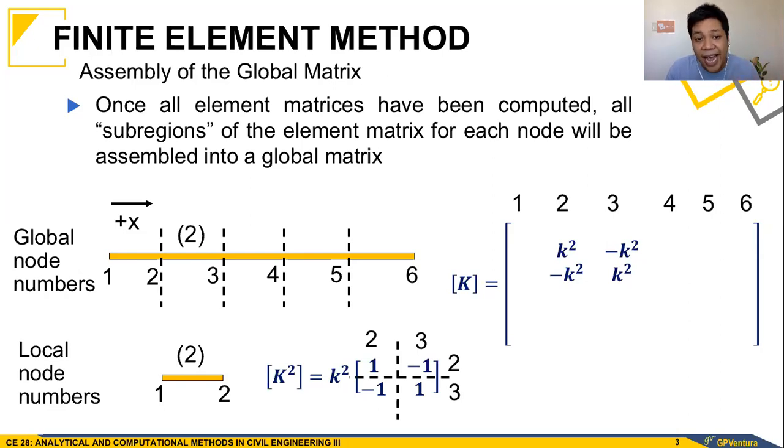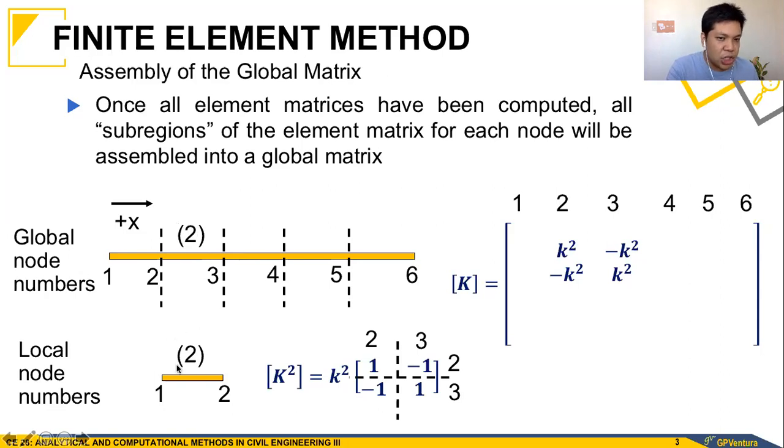The expected size of the global stiffness matrix is a square matrix whose number of rows and number of columns is equal to the number of nodes. So in this case, we have 1, 2, 3, 4, 5, 6 nodes. Therefore, our global stiffness matrix will be a 6 by 6 matrix. Again, that is the size if we have a series of elements which are expected to displace in a single direction only.